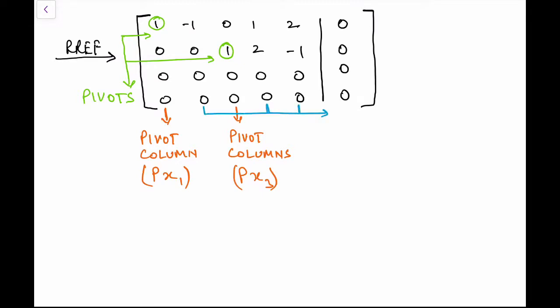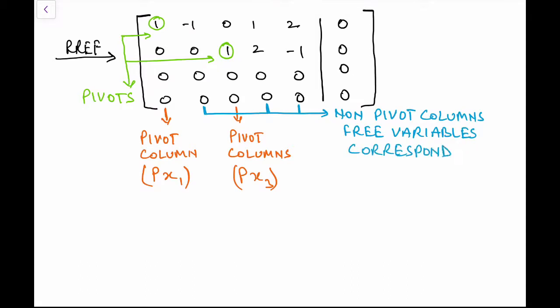And column number 2, 4, and 5 are non-pivot columns. And we know that free variables correspond to these non-pivot columns. So for column 2, 4, and 5, we can write fx2, fx4, fx5. F is for free, and x2, x4, x5 are free variables associated with second column, fourth column, and fifth column.